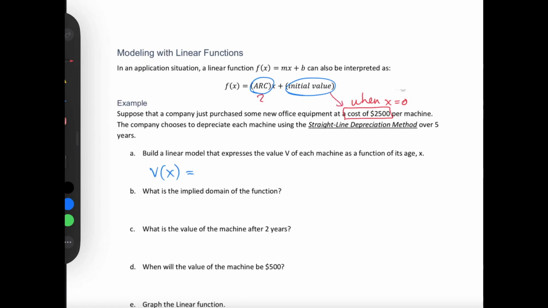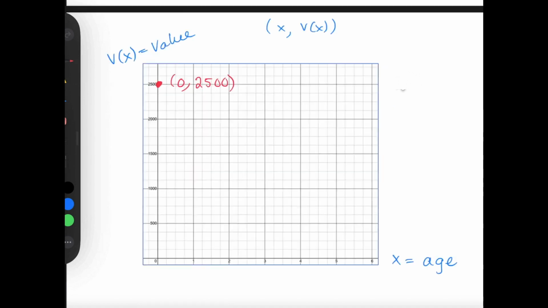Now we have to determine how quickly that value is changing, or what is the average rate of change. The company chooses to depreciate it using the straight line method over 5 years. So let's think about what this statement means over on our graph. To depreciate the machine over 5 years means that after 5 years, the value of the machine is essentially 0. To depreciate it over an amount of time means that the value goes down to 0 at that amount of time. So when x is equal to 5, the value is equal to 0 tells me that I've got this ordered pair at 5, 0 here.